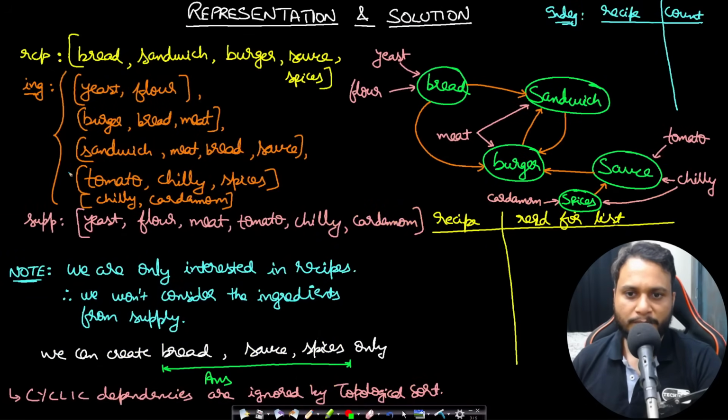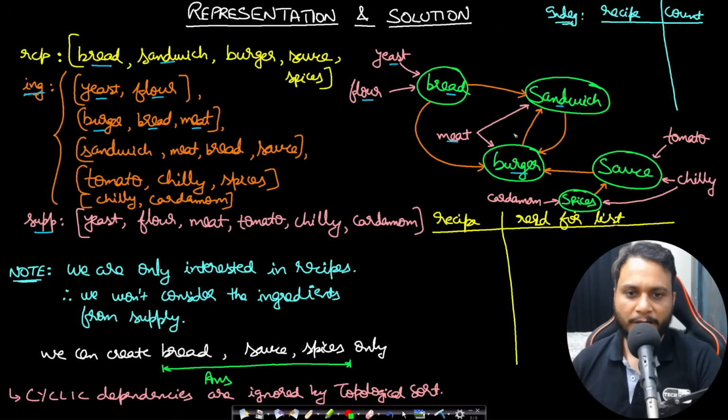Now let me give you my example and we will try to understand how to solve this problem. So I have taken 5 recipes: bread, sandwich, burger, sauce, spices, and each of their ingredient lists are already given with the supply list. Now let me explain how the graph is made. If you look at bread, then yeast and flour are required to make bread. So yeast and flour will be pointing to bread. If you look at sandwich, bread, burger and meat are required. So for sandwich, there will be an edge from bread, meat, and from burger as well. So there are 3 arrows pointing to this sandwich, and accordingly you can imagine how this graph is being made, right?